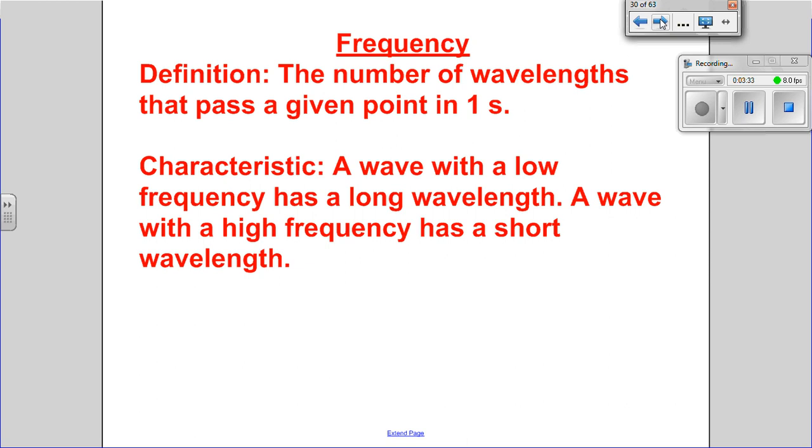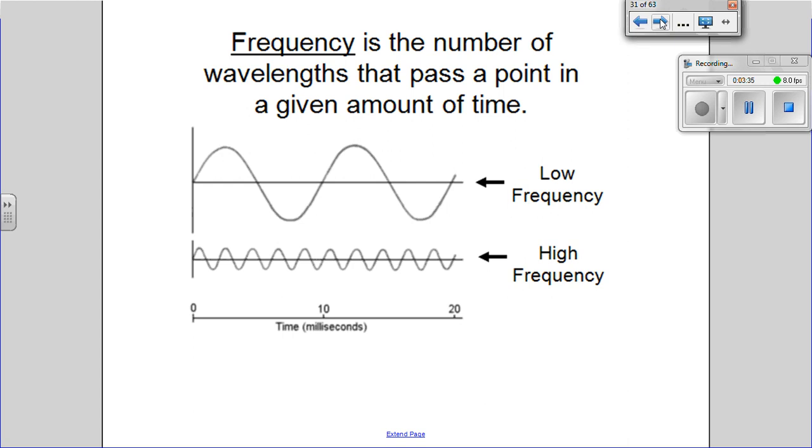Let's look at a couple of pictures. You can see here, this is a low frequency. And if I were to take my ruler and measure the wavelength here, you could see that this is a pretty long wavelength compared to this one. This one is a higher frequency because my wavelength is much shorter.